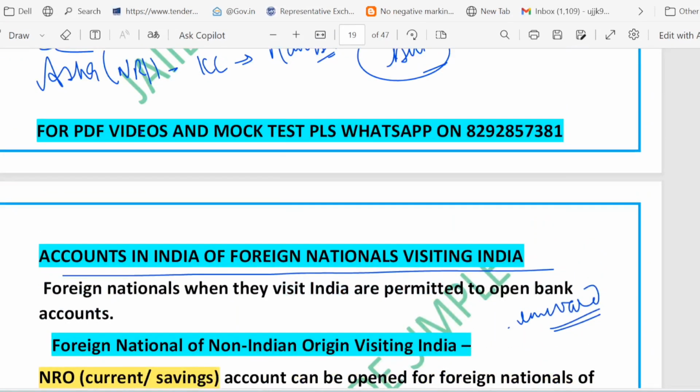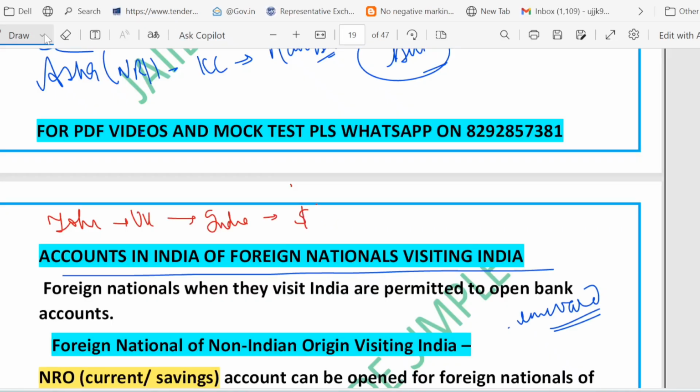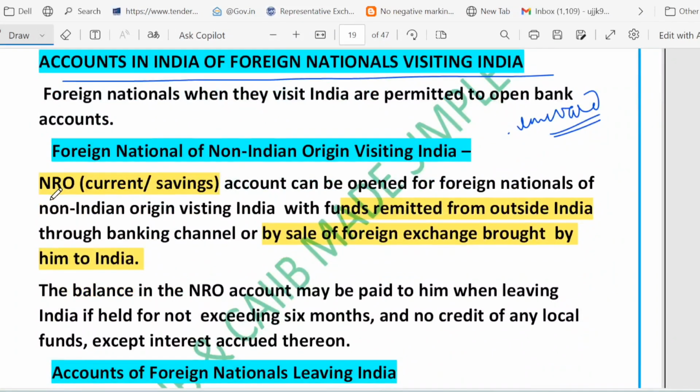Take the case of John to understand this more clearly. This person John is from the UK and he visited India. He sells $500 cash at a bank here and the rupee amount is credited to his NRO savings account. So that is how it is done.